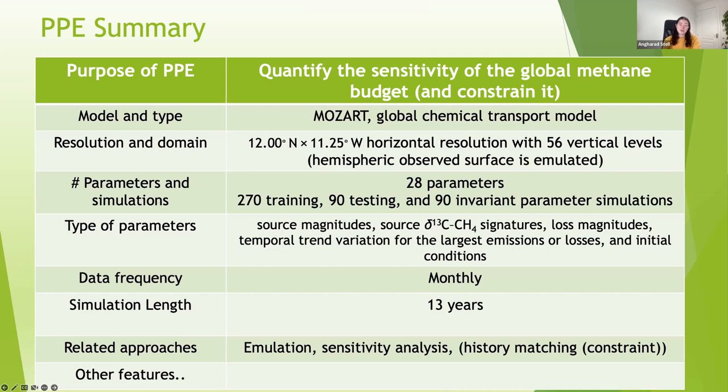And these outputs were then used to generate Gaussian process emulators, which could approximate the Mozart output very quickly and also produce an associated error. We then went on to do a sensitivity analysis in our paper, but we have also experimented with doing inversions with it to derive methane emissions, although that part of the work has not been published yet.